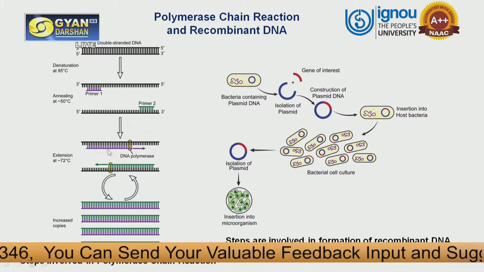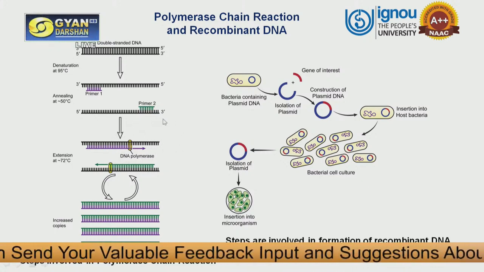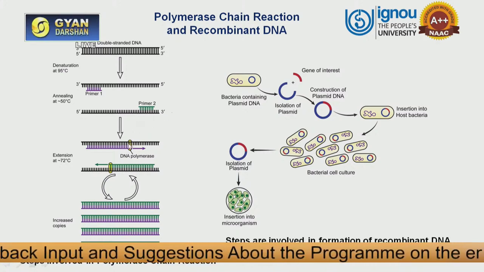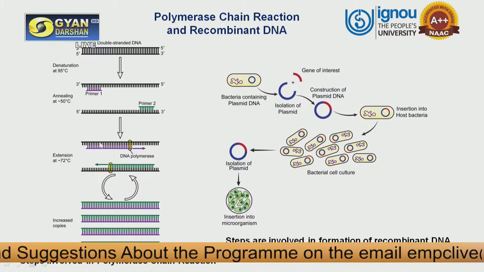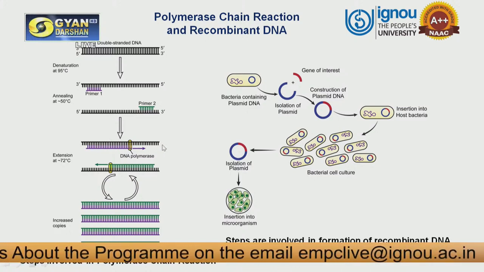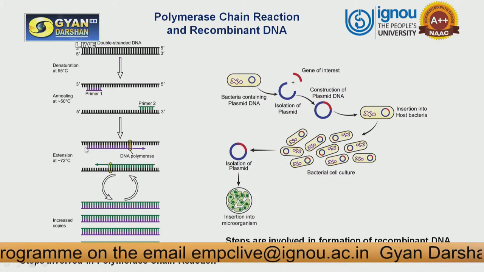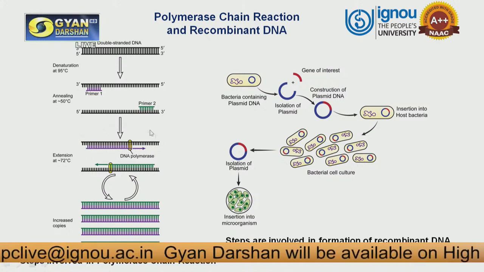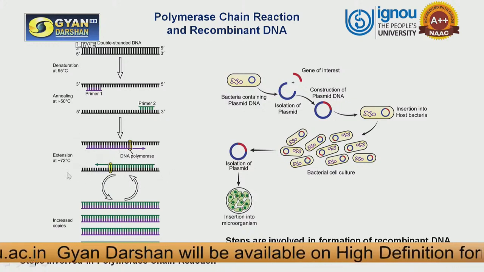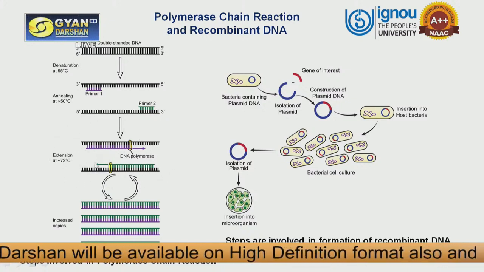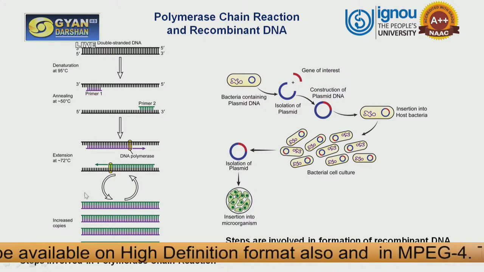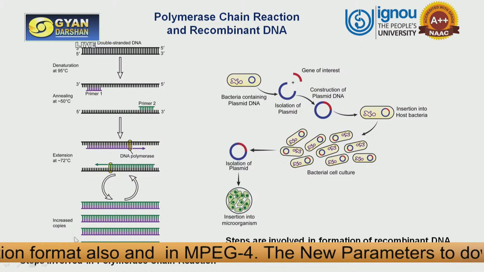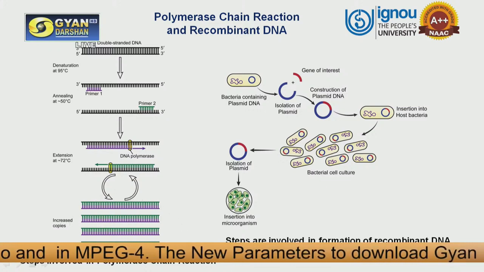With the addition of dNTPs in the reaction mixture, the bases are added as per the bases present on the parent DNA. And this DNA polymerase makes the copy of the parent DNA. So this copy is made for both the strands. And in this way, after the extension, we get a good number of copies of the gene or fragment of interest which we wanted to multiply.